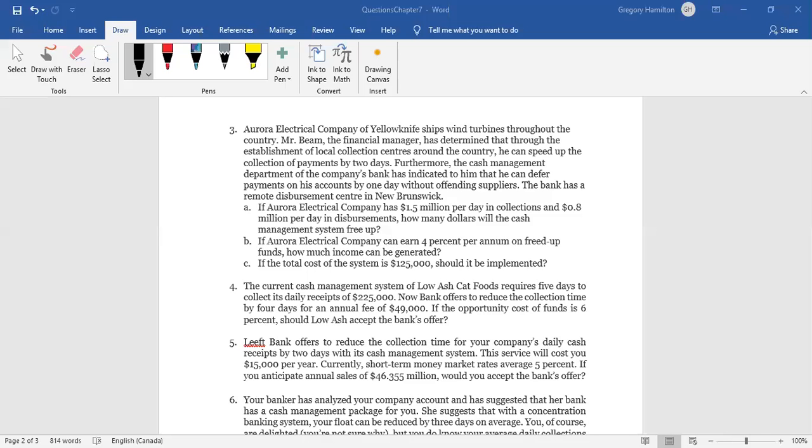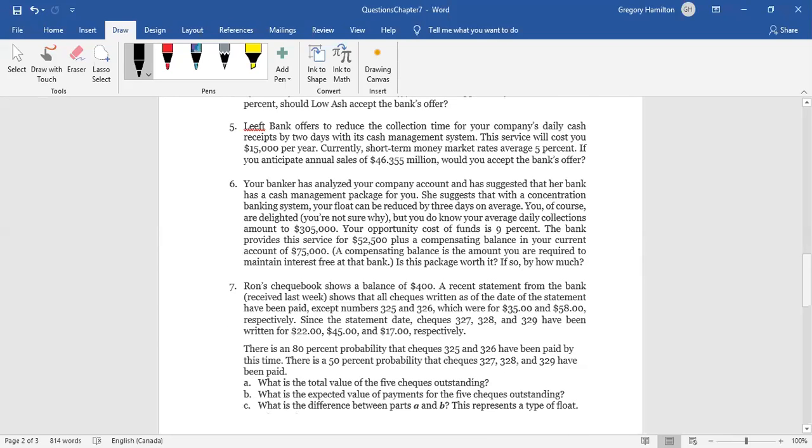So the next question is question 5, right? Question 5 says Lee Bank offers to reduce the collection time for your company's daily cash receipt by 2 days with its cash management system.